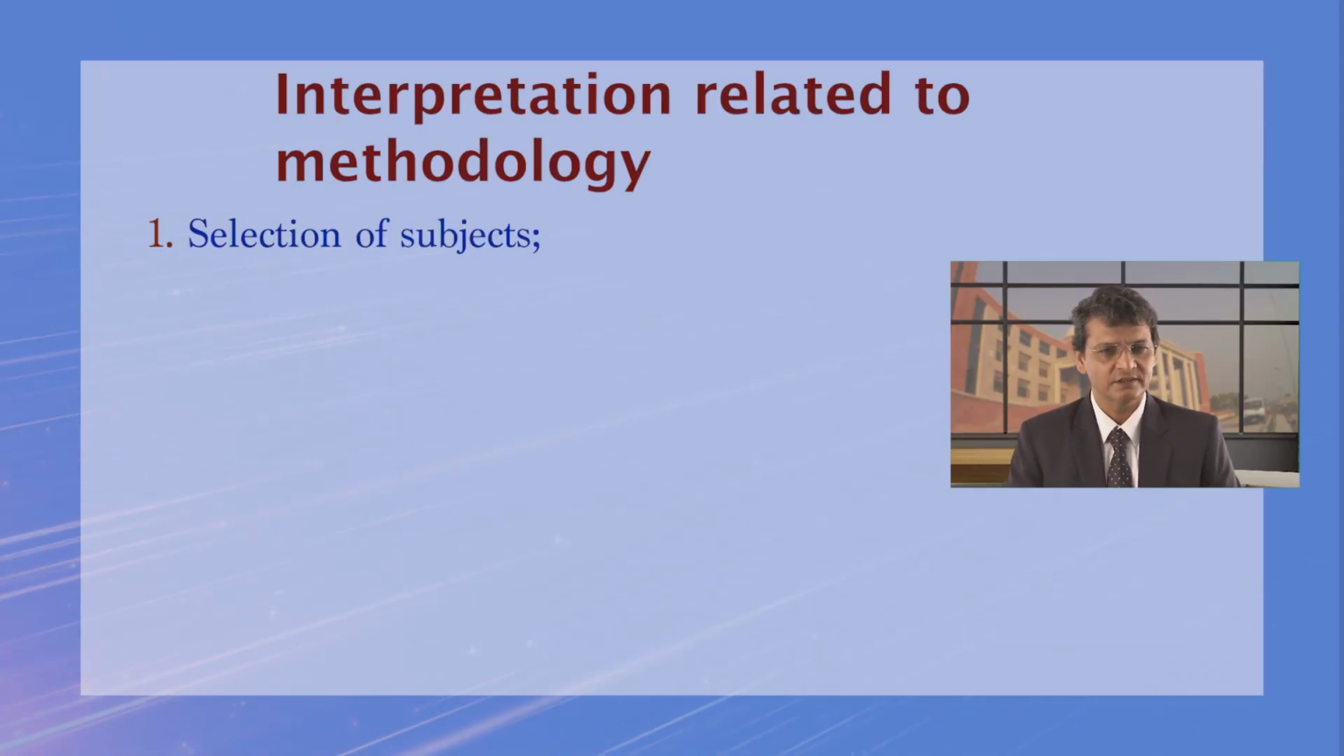And that's why interpretation related to methodology is very important. You should write at least 4 things regarding interpretation of methodology in this section, friends. Number 1, you must write about the selection of the subjects. Suppose some people say, my sample was 200. Somebody writes, my sample was 250. Why? Why not 300? Why not 400? Etc. So, selection of the subjects.